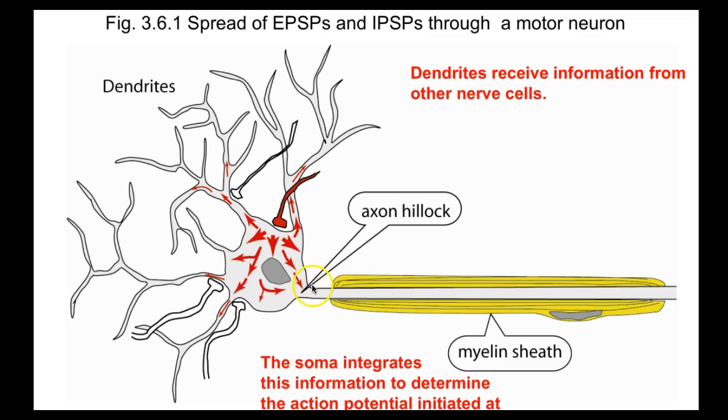Many of the axons of the neuron are myelinated. These yellow parts are myelin sheaths that help to increase the conduction velocity, to increase the spread of action potential.